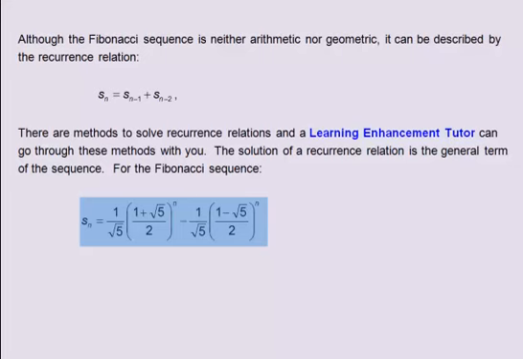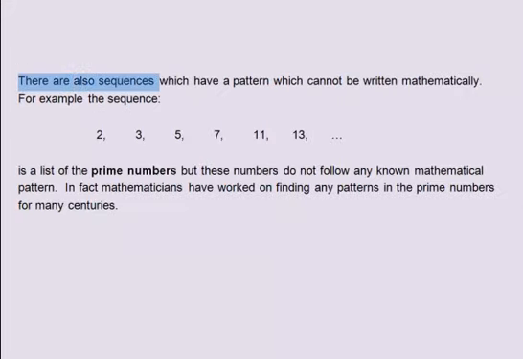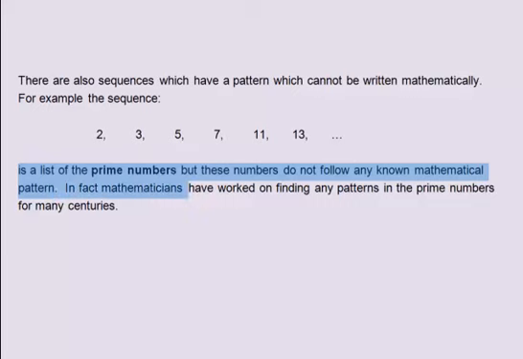There are also sequences which have a pattern which cannot be written mathematically. For example, the sequence 2, 3, 5, 7, 11, 13, and so on is a list of the prime numbers, but these numbers do not follow any known mathematical pattern. In fact, mathematicians have worked on finding any patterns in the prime numbers for many centuries.